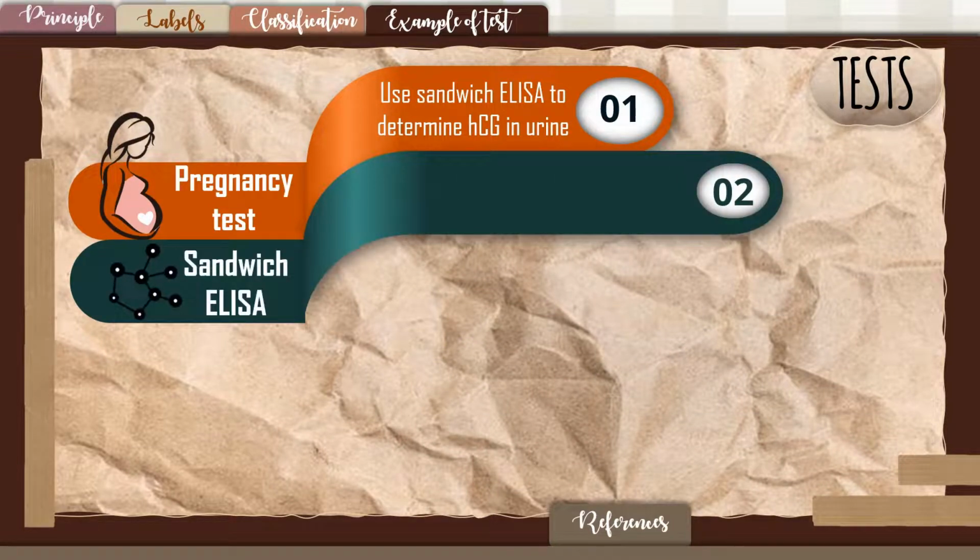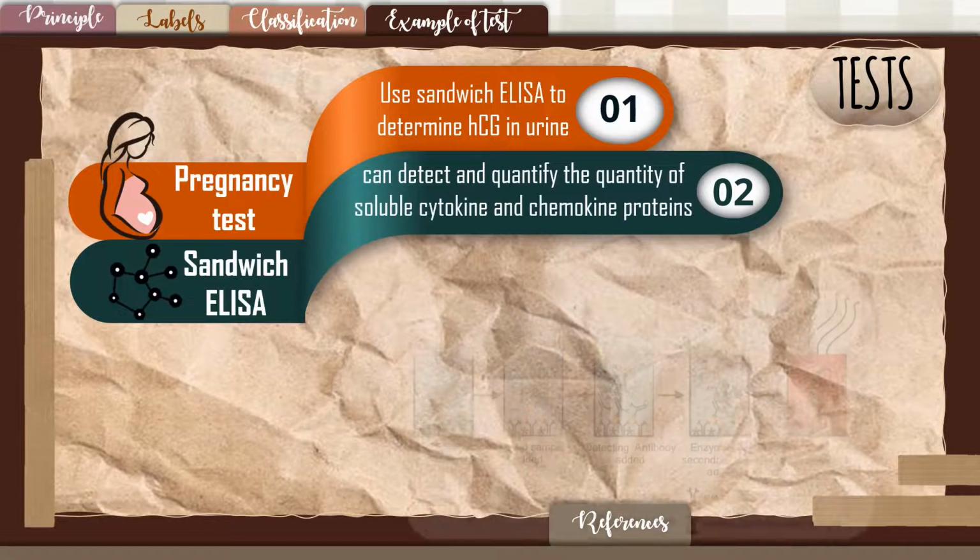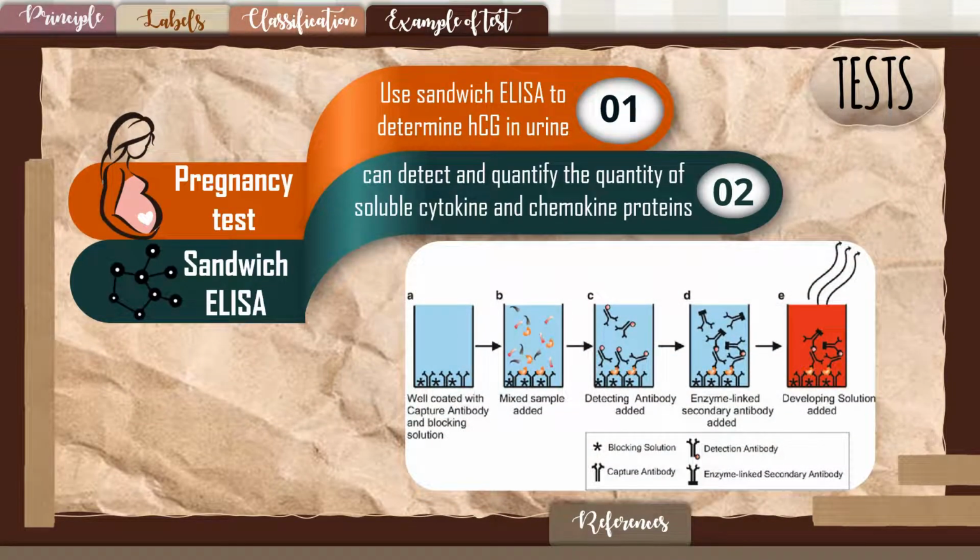Second, sandwich ELISA can also be used to measure and detect cytokine. Cytokine sandwich ELISAs are sensitive enzyme immunoassays that can detect and quantify the quantity of soluble cytokine and chemokine proteins. In its simplest form, a capture antibody on a solid support, typically one well of a 96-well plate, extracts cytokine from a biological fluid such as serum. A secondary antibody to a distinct epitope on the cytokine is then added to form an antibody-antigen-antibody sandwich.